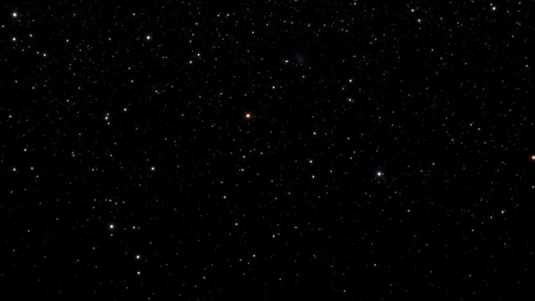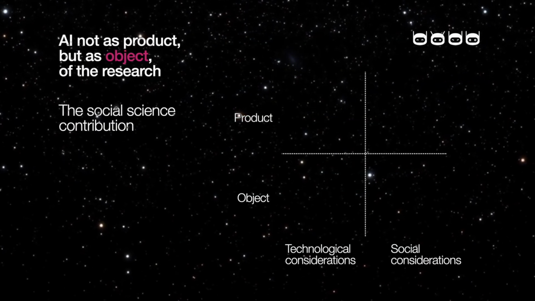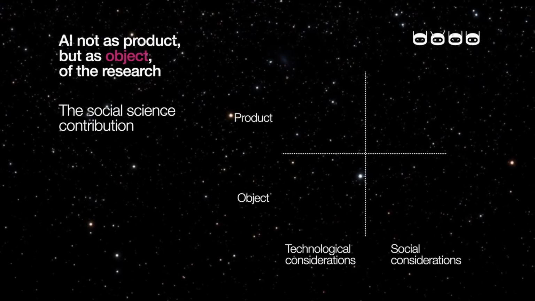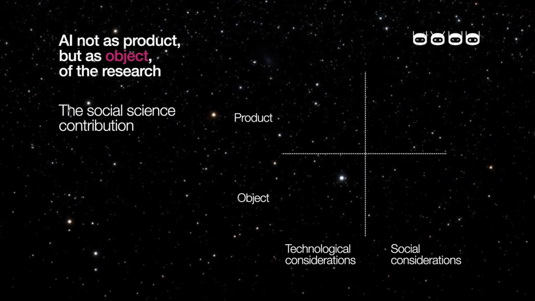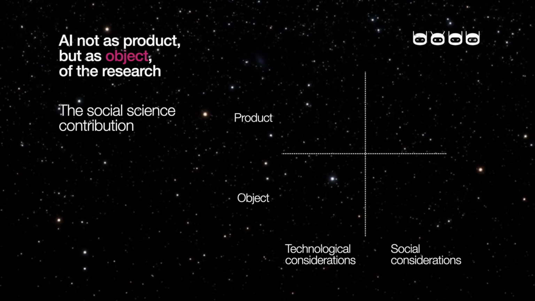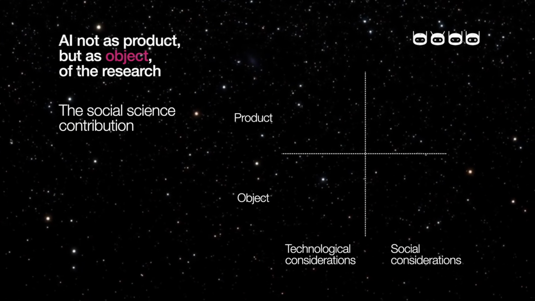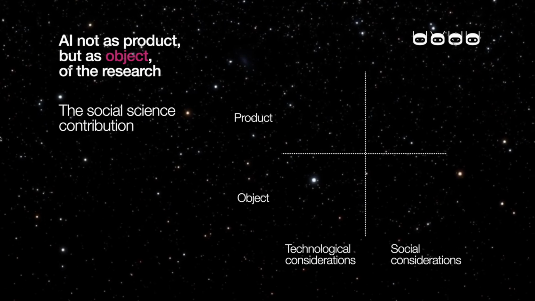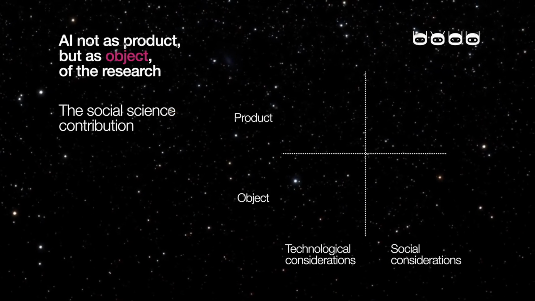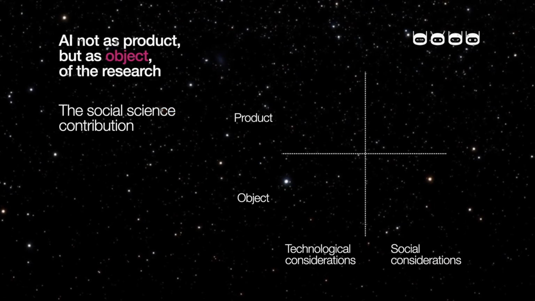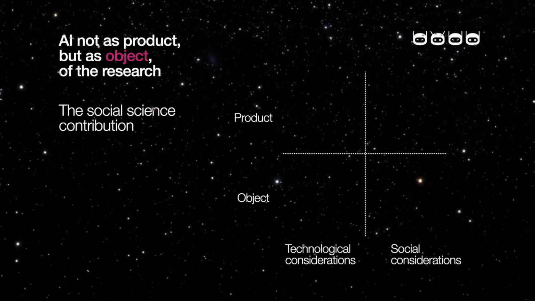So in terms of a division of labor in interdisciplinary AI research, I would say that for social scientists, AI should not be conceived as the product of the research. Social scientists don't produce AI. We approach AI as an object of research. AI as politics, AI in its social context, AI and the labor market, humans and machines in interaction, and so on.